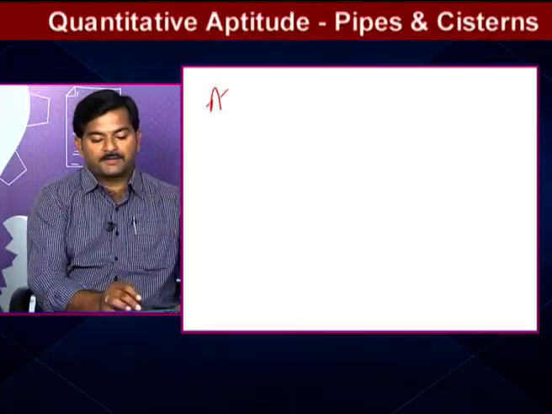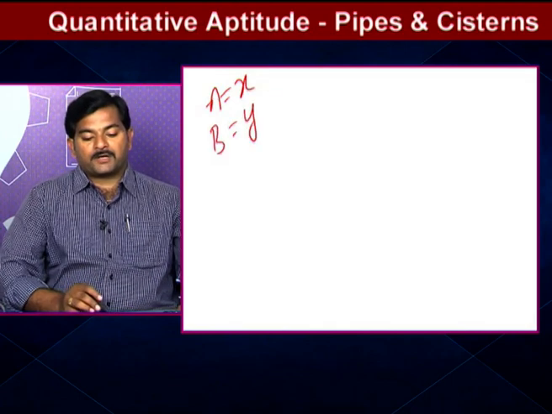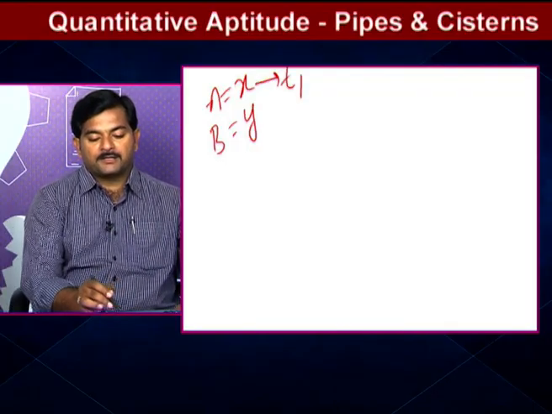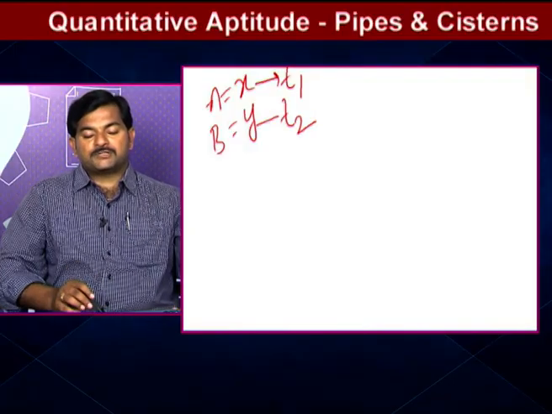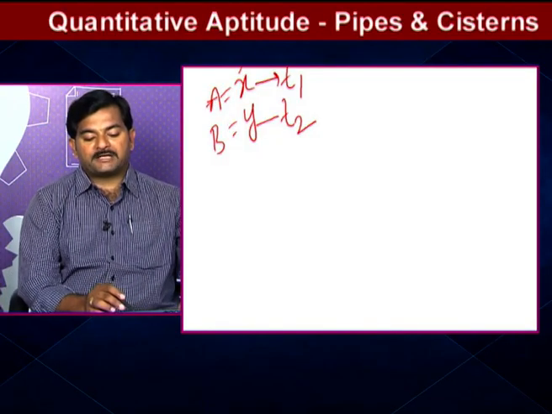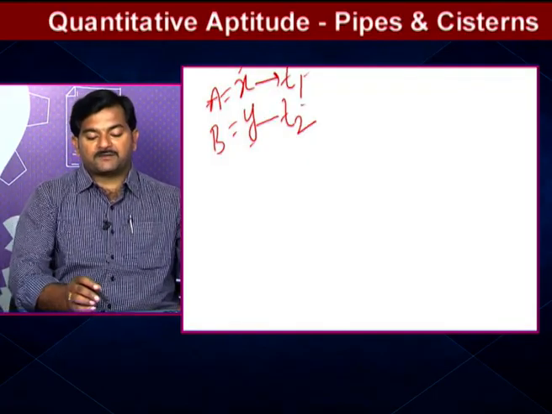So this is one way of doing the method, and the same question can be solved in another way also. Pipe A can fill a tank in X, pipe B can fill a tank in Y. But what happened? Tap A is working for only T1 hours or minutes, tap B is working for only T2 hours or minutes. Pipe A can fill a tank in X hours, pipe B can fill the tank in Y hours, but A worked for T1 hours, B worked for T2 hours.